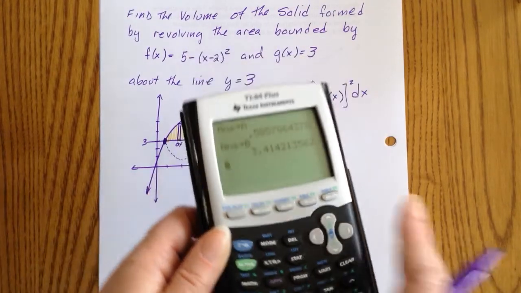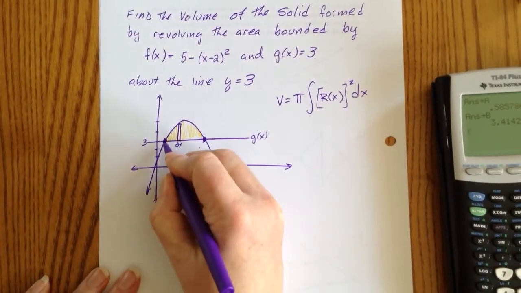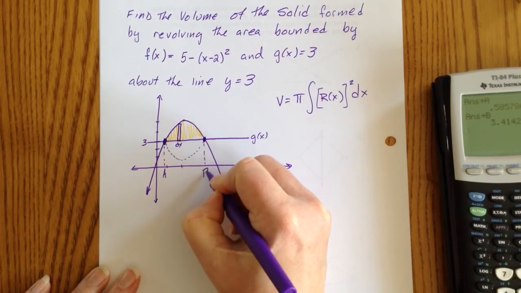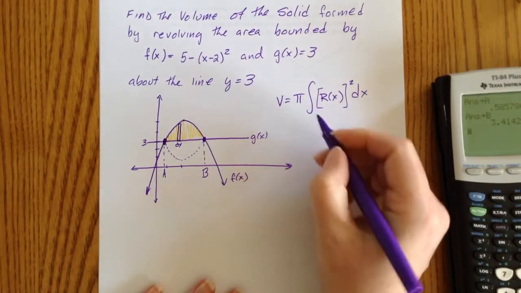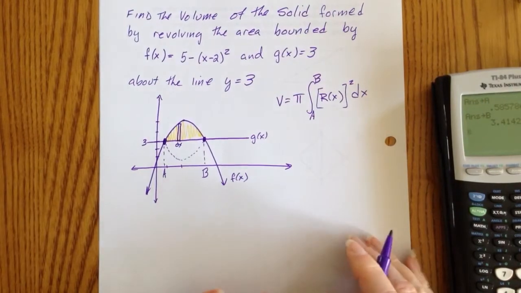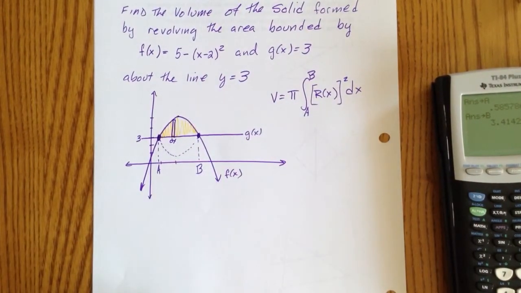Isn't that awesome? I know, right? All right, so I am going to go ahead and just label these A, B. All right, so we are going to be integrating from A to B. That's just fun. Now what about R of X? Here we go. We did this before.